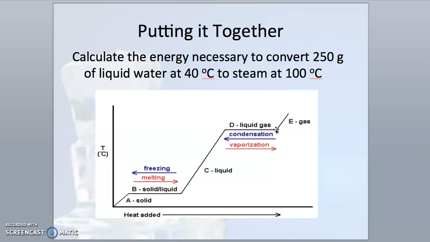This problem will require two calculations. We will use Q equals mc delta T to warm from 40 to 100, this section, in the liquid state, and then Q equals mass times the heat of vaporization for the phase change from liquid to gas at 100. That's this section here. We will sum the two values to get the total heat required.